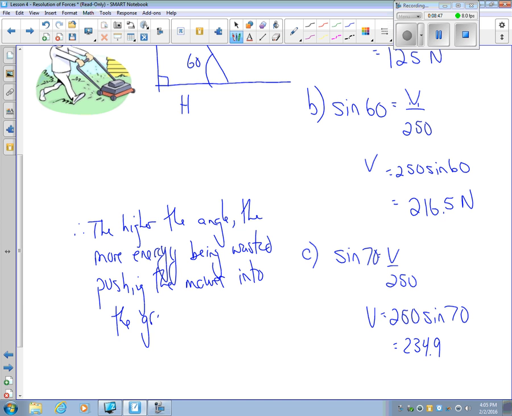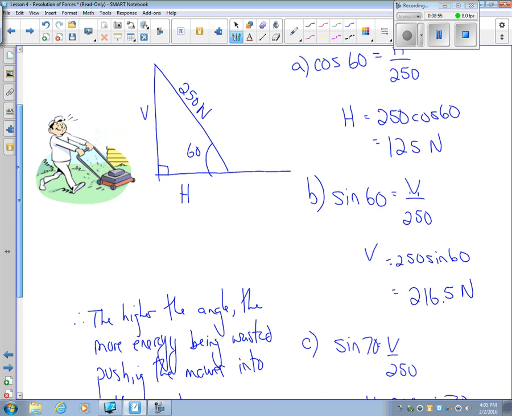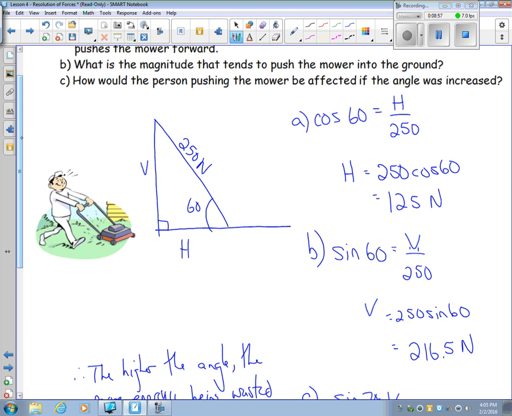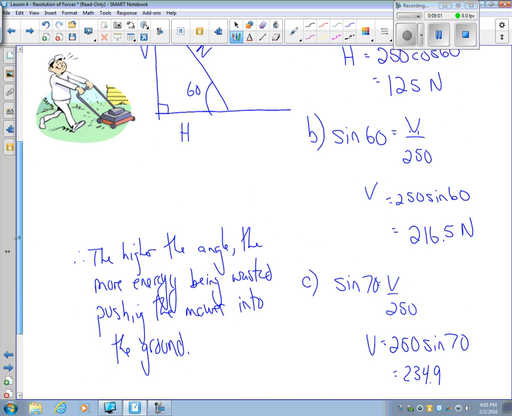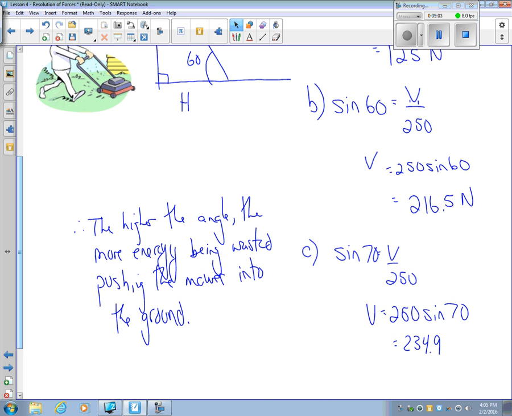Right? If we lower the angle, right, we're being more effective. Right? We're pushing that mower forward easier. The higher the angle, the more work we're doing keeping the mower down. Okay, and that's how we can resolve a resultant into these two perpendicular parts. Okay, so a couple questions you guys can try for homework tonight. And then we'll move on to some more ideas about how we can manipulate vectors.